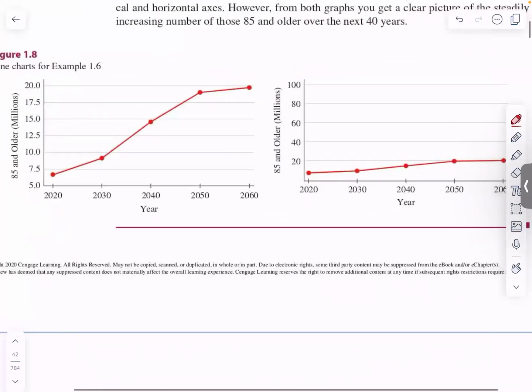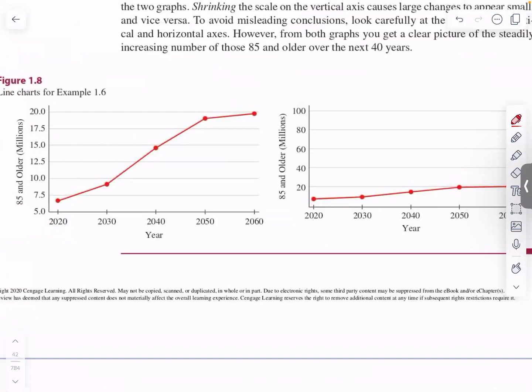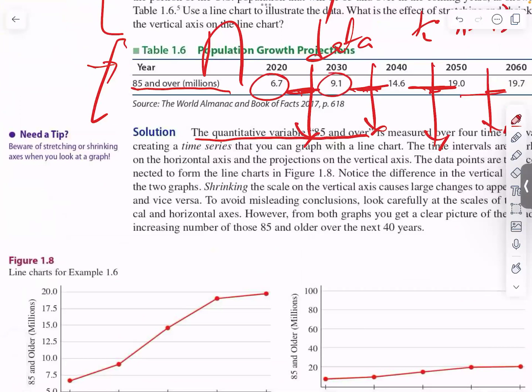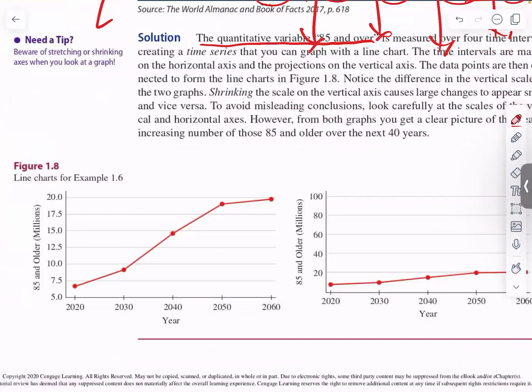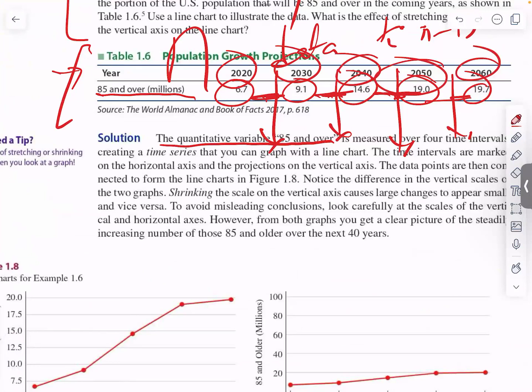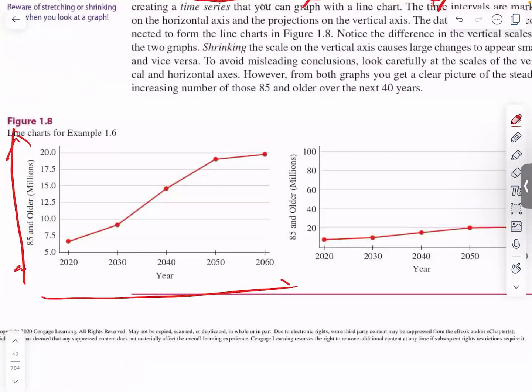Okay, so that is the graph here. Look at that graph. Now, look at that. You have 6.7, 9.1, 14.6, 19.0, 19.7. They are here. Our data is always on the vertical axis. And the years 2020, 2030, 2040, 2050, 2060 are horizontal. The time measure is on the horizontal axis, while the actual data is on the vertical axis.